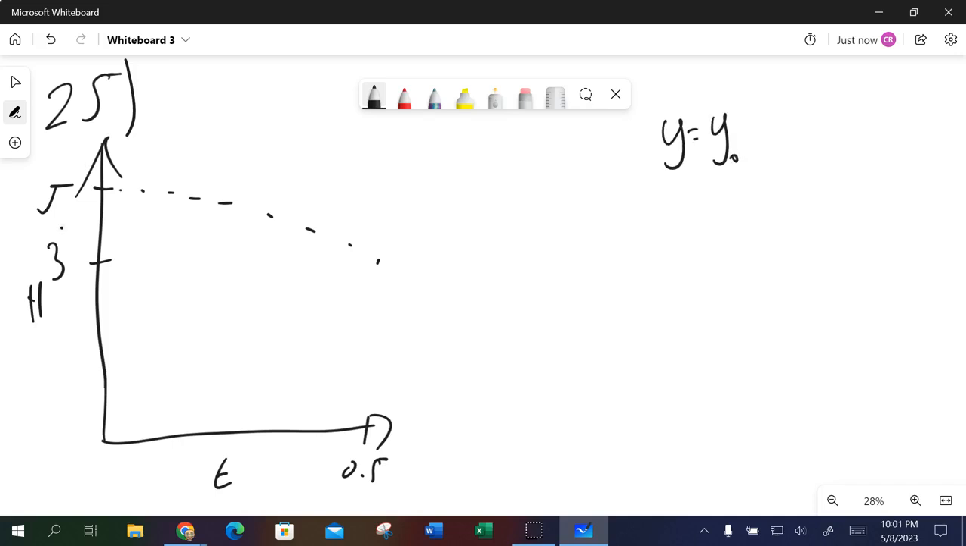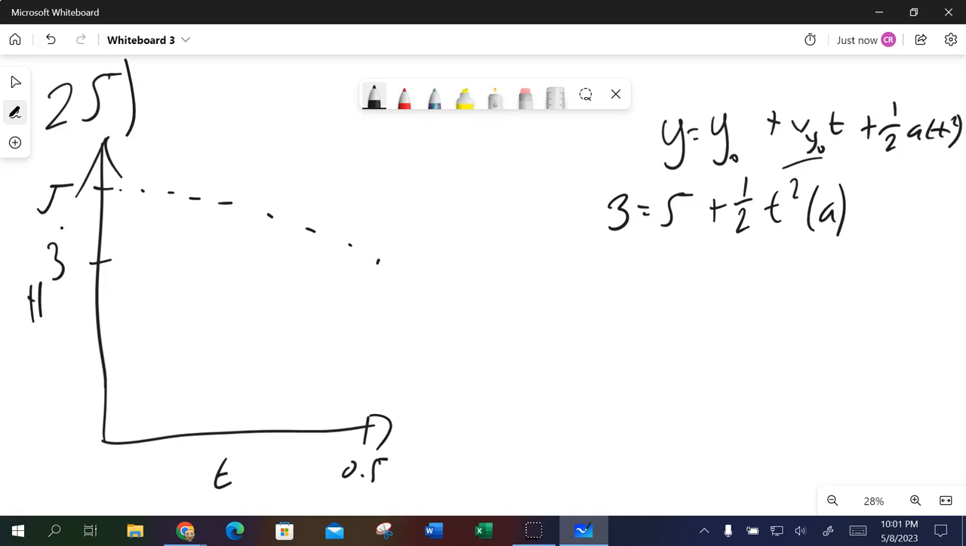y is equal to y0 plus vy0 times t plus 1/2 a t squared. So we know there's no original velocity given the equation, so we can just say that's 0. And we know this is 3. So 3 is equal to 5 plus 1/2 t squared times whatever the acceleration on this planet is. So what we're going to do now is move the 5 over to get negative 2, then multiply this by 2, because that's 1/2, and divide by t squared.